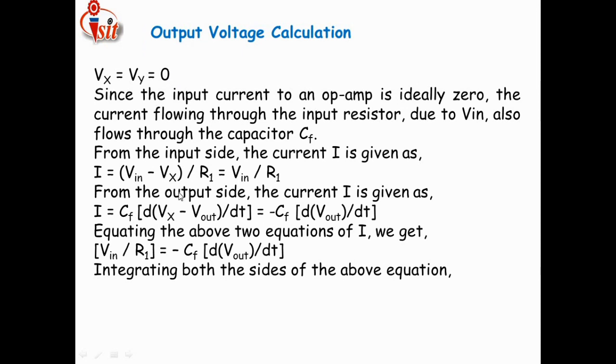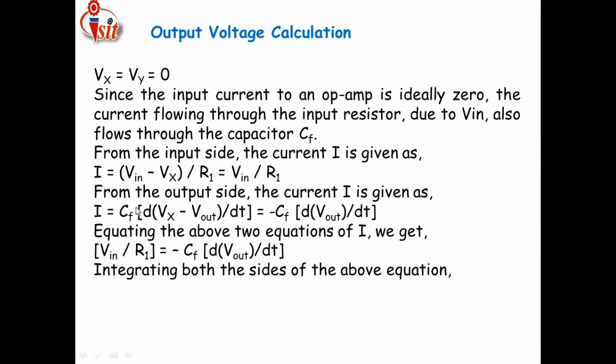By putting that 0 value here, this equation is converted to Vin divided by R1. From the output side, the current I is given by the current formula for the capacitor: I is equal to Cf d by dt of that voltage. That means here we are taking the differentiation of that voltage. Then what is that differentiated voltage?